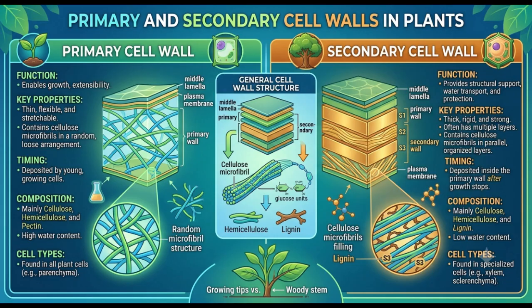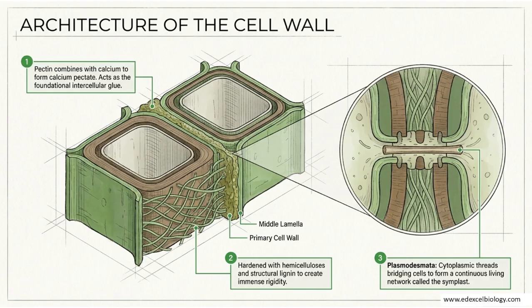Wait, hold on. If the plant cells are systematically encasing themselves in these rigid, heavily lignified, waterproof concrete vaults, how are they not just starving to death in solitary confinement? Like they've completely walled themselves off from the rest of the organism. It's a great question, but the plant actually anticipates the isolation problem during construction. It leaves microscopic escape hatches called plasmodesmata. Plasmodesmata. Yeah.